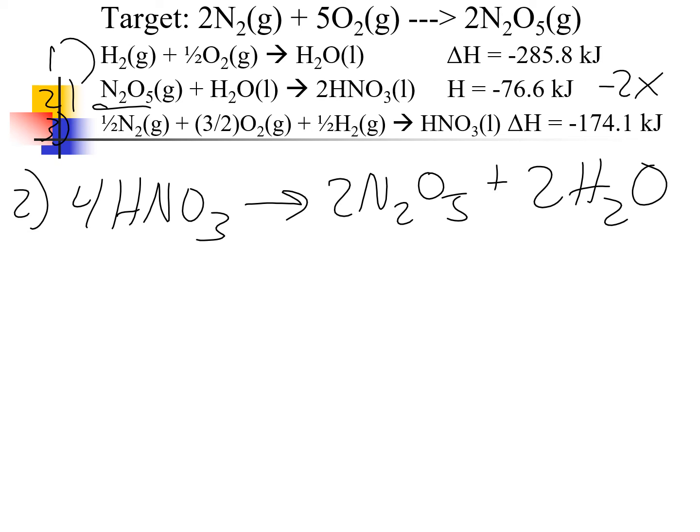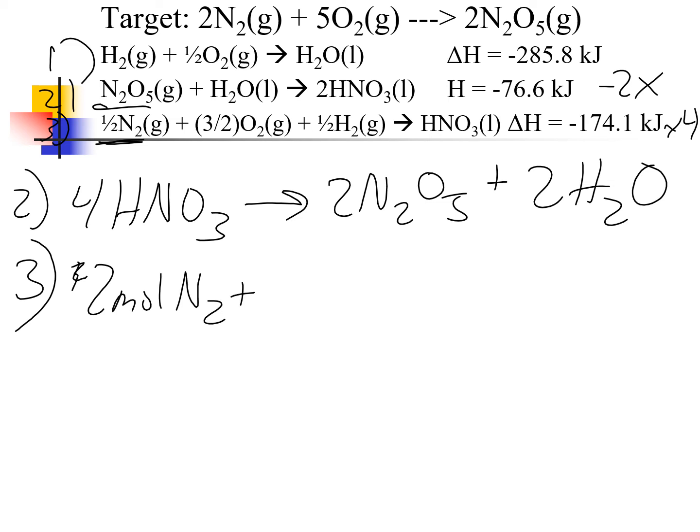Now looking at that third equation, what do we have there? I see the nitrogen being unique. Now again, in the third equation, I see half a mole of nitrogen. I need 2 moles of nitrogen, so I actually need to multiply it by 4. So equation 3, I want to still keep reactants as reactants, but I need 2 moles of nitrogen, so I'm going to multiply by 4. So that gives me 2 moles nitrogen. Now 3/2 times 4 is 6.